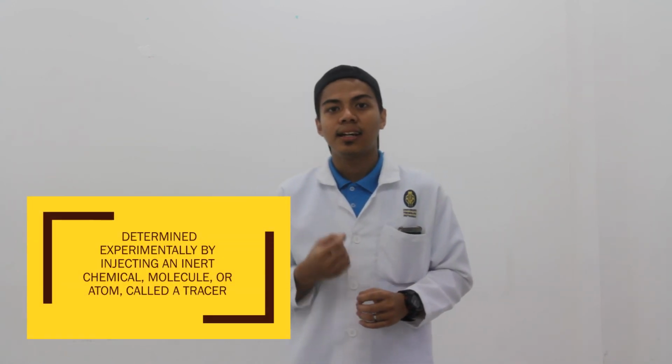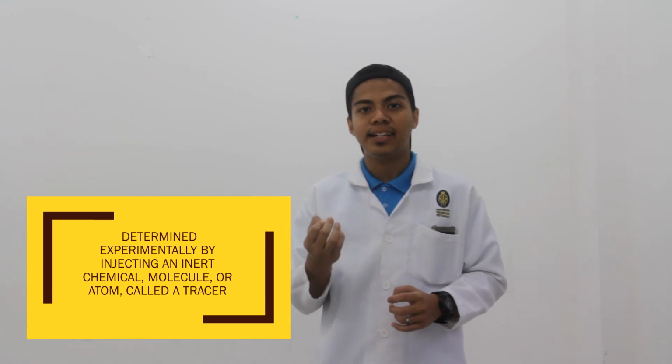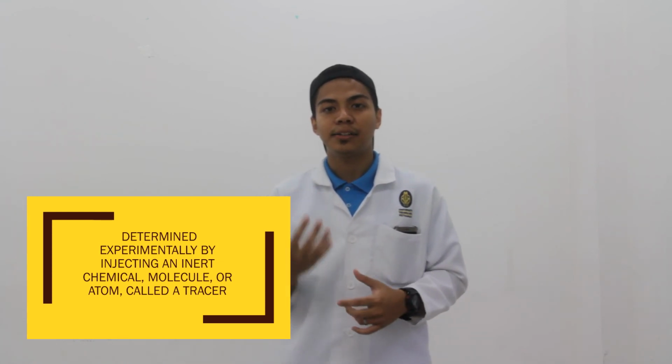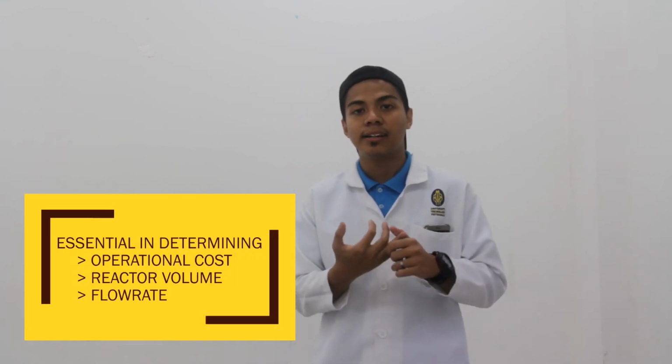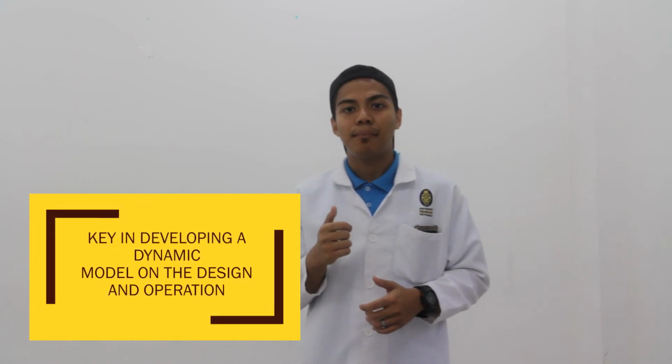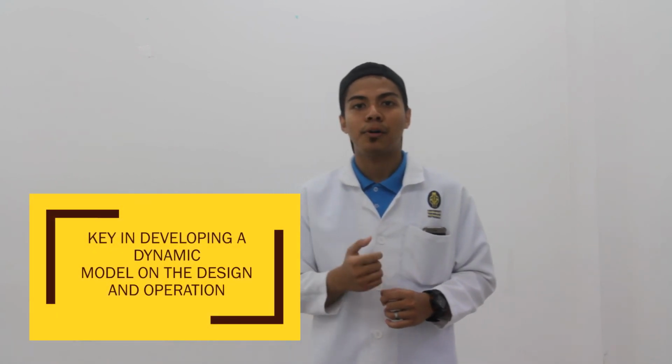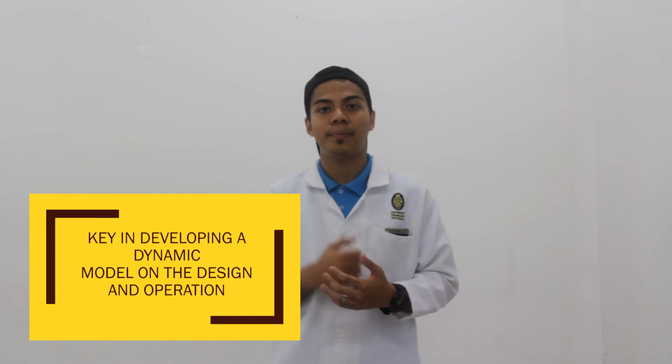It can be determined experimentally by injecting a chemical that is inert, such as sodium chloride, that is called a tracer. It is essential in determining the operational cost, reactor volume, and flow rate of the reactor. It is one of the key elements in developing a dynamic model for the reactor design and operation.